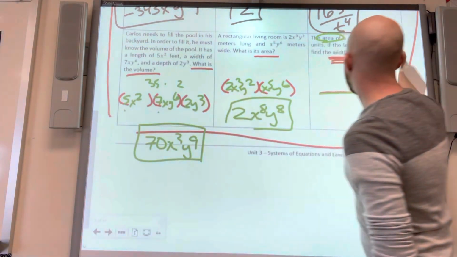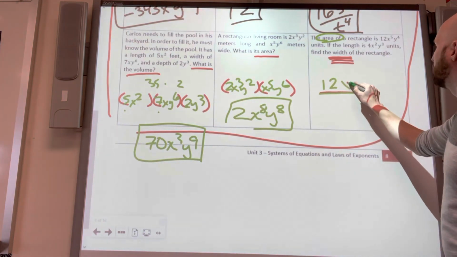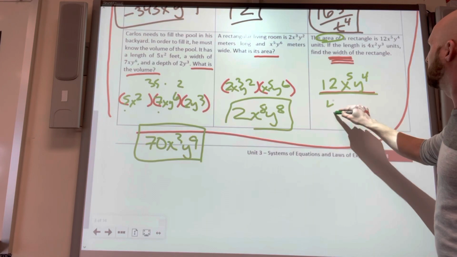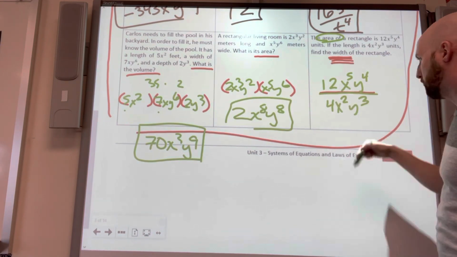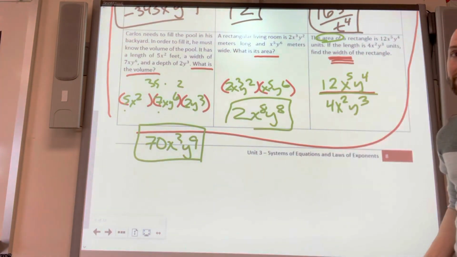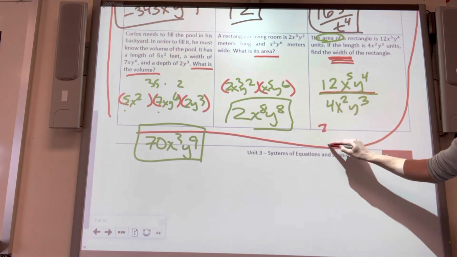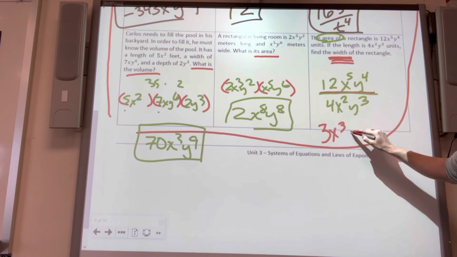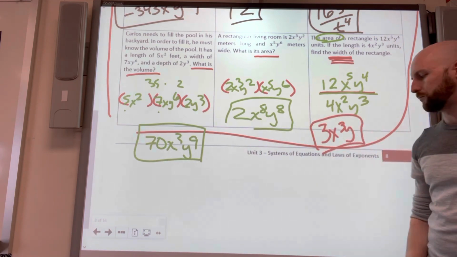This one, la área va arriba, so the area goes on top. Y se divide un lado, el resultado es el otro lado. Okay, once I divide, I'll know what the other side is. 12 divided 4 is 3, 5 minus 2 is 3, 4 minus 3 is 1. Aquí era el otro lado.